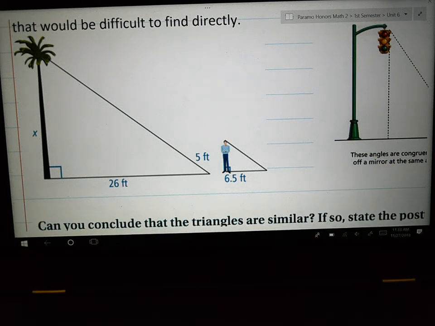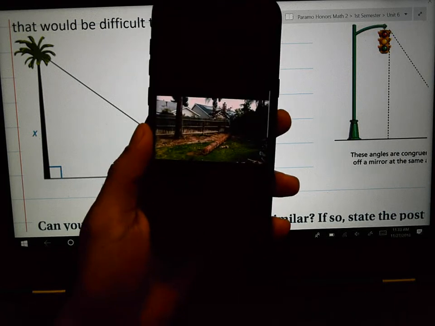Mr. Paramo, why do I really need to know how tall a tree is going to be? Well, you never know. You might just so happen to have a tree that you need to know if, when you cut it down, it is going to fit in your backyard? I have a picture just to prove that. Here you go.